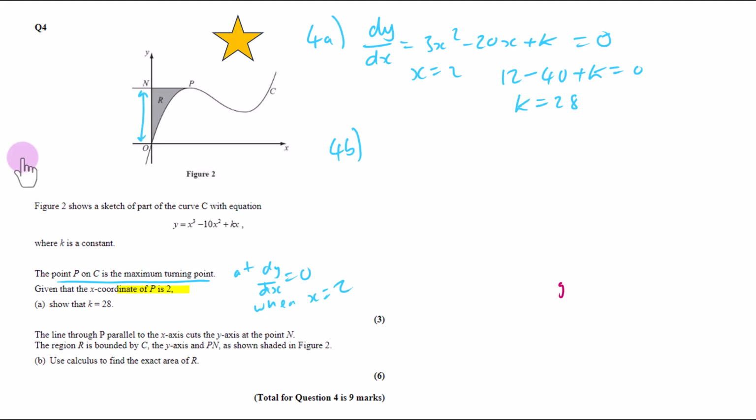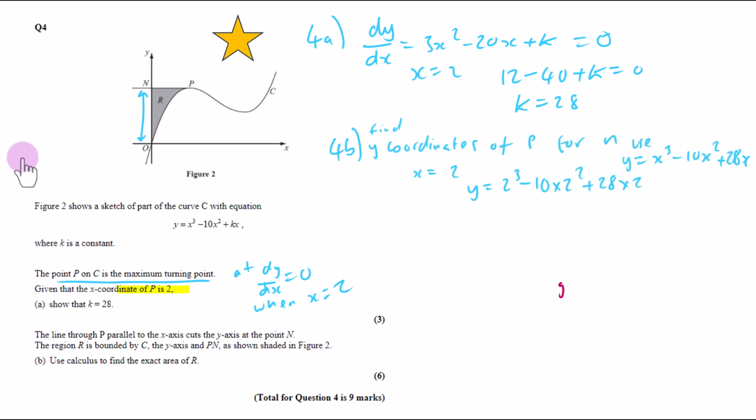Think about what it's going to be. You've got to have that height there that we need to find, because it's going to make a rectangle. So use our original equation, which is here. Let's substitute your x equals 2 in.